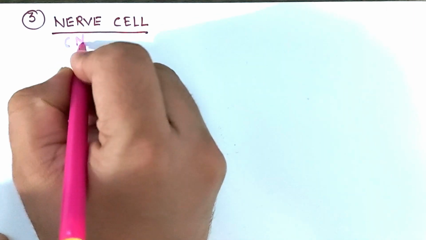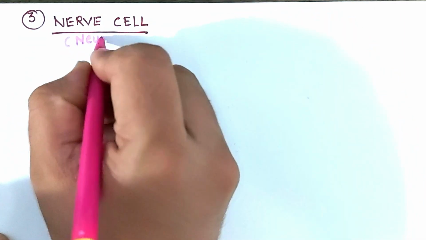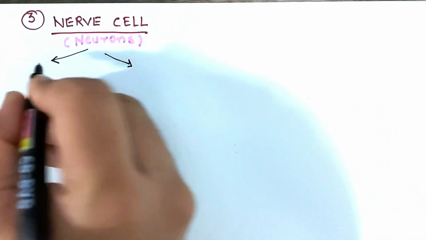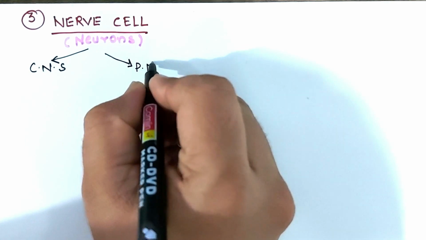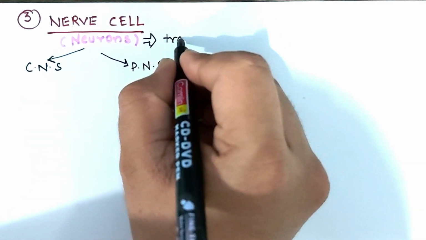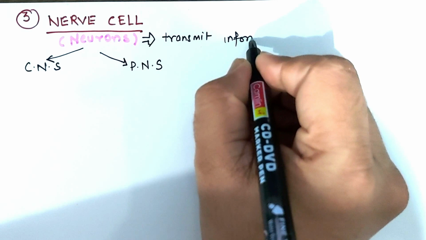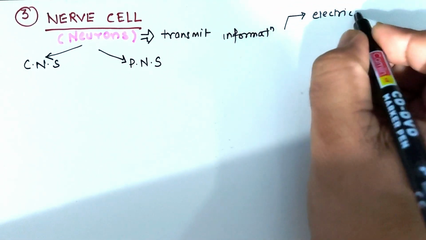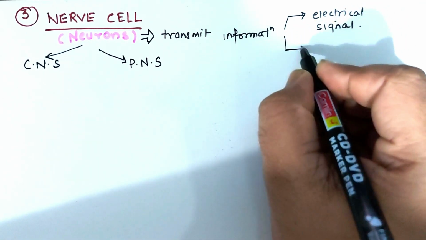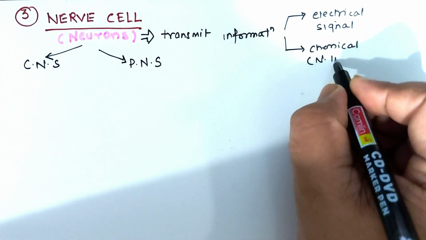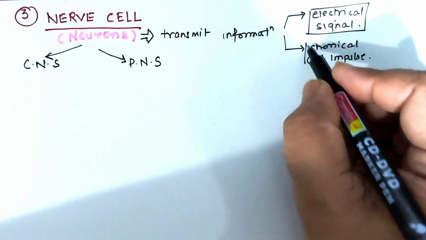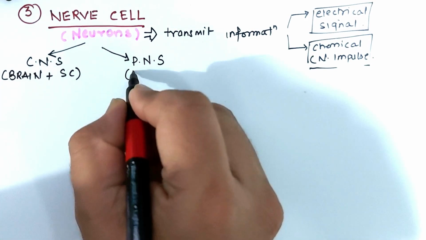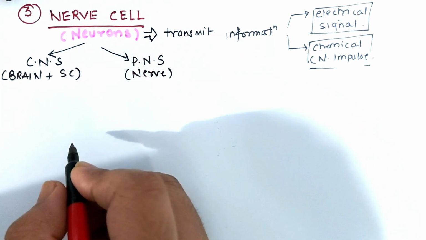In this 10 minutes tutorial series, we'll be discussing the nerve cells. Nerve cells are commonly called neurons, which form part of the central nervous system and the peripheral nervous system. The function of the nerve cell is basically to send and receive signals from your brain via electrical signals and chemical nerve impulses. The central nervous system comprises the brain and spinal cord, and the peripheral consists of the nerves emerging out of the spinal cord.